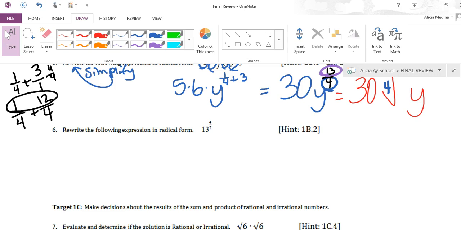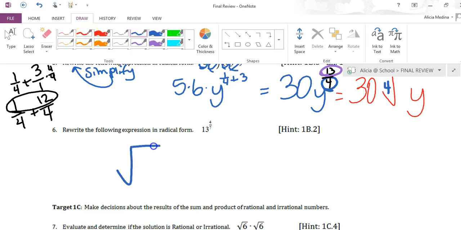Alright, next one, rewrite the following expression in radical form. So kind of what we just did in the last example, all I have to do is rewrite it. So I have my radical here. I know my base is 13. I'm going to take that root number, which is 7, so that's going to be out here. And then my exponent was a 4.